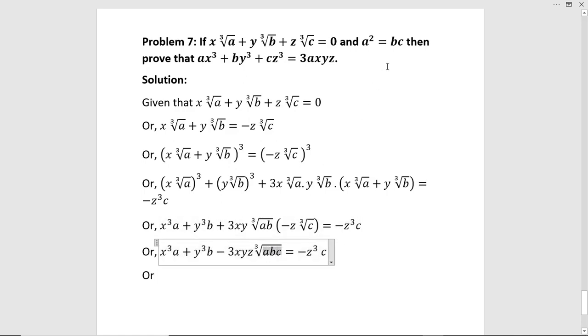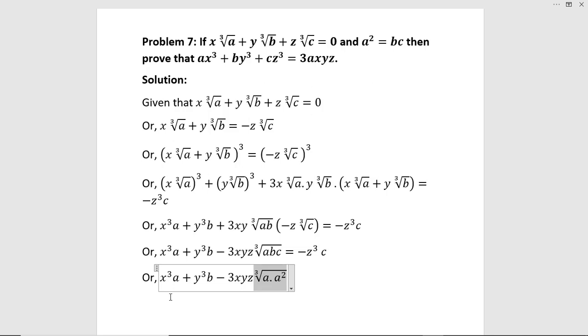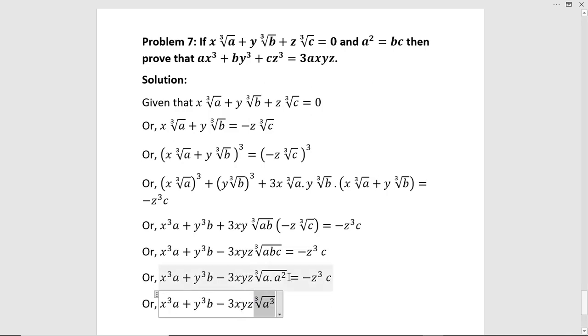So we have got bc equal to a square, so we can write this bc is equal to a square. So we will write that x cube a plus y cube b minus 3xyz and a, putting the value of bc equal to a square, equal to minus z cube c, or x cube a plus y cube b minus 3xyz into cube root of a cube.